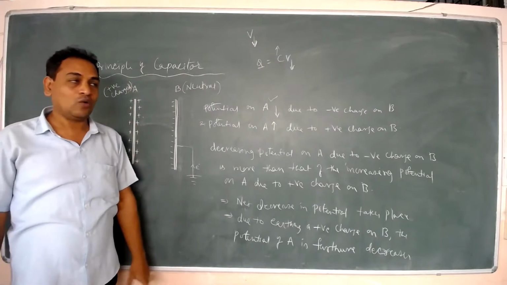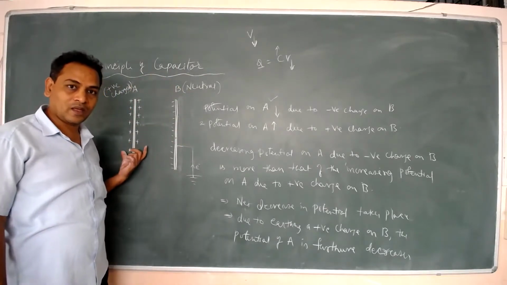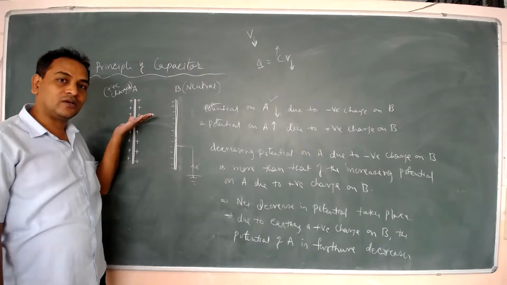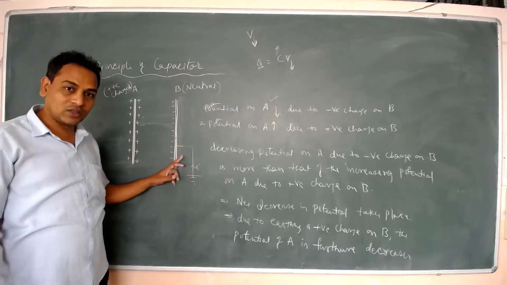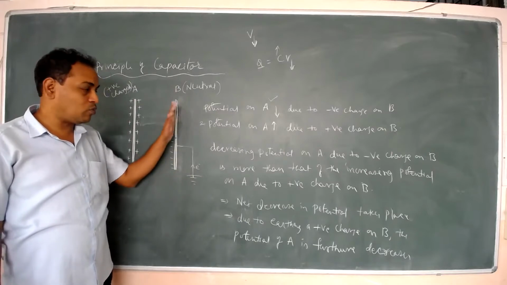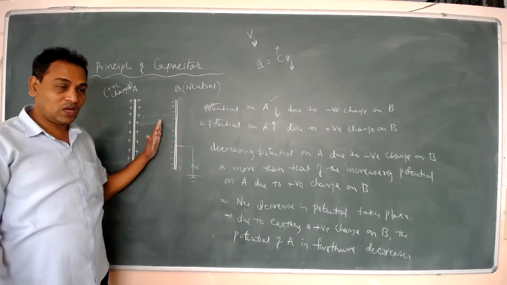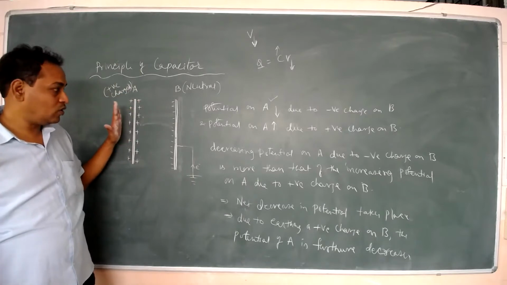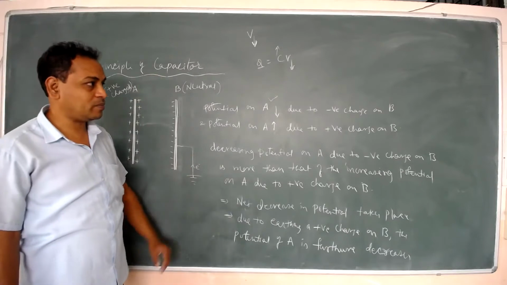So once again, what is the principle of a capacitor? The principle of a capacitor states that the capacitance of a conductor can be increased by decreasing its potential by using earthing, by earthing the neutral body which is kept nearer to this conductor. In this way, without altering the charge, so this is called the principle of a capacitor. This is to keep in mind, right?